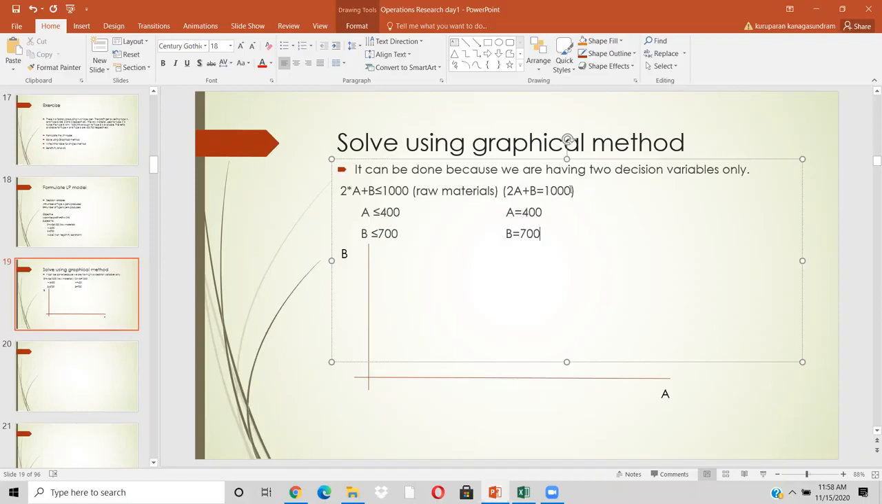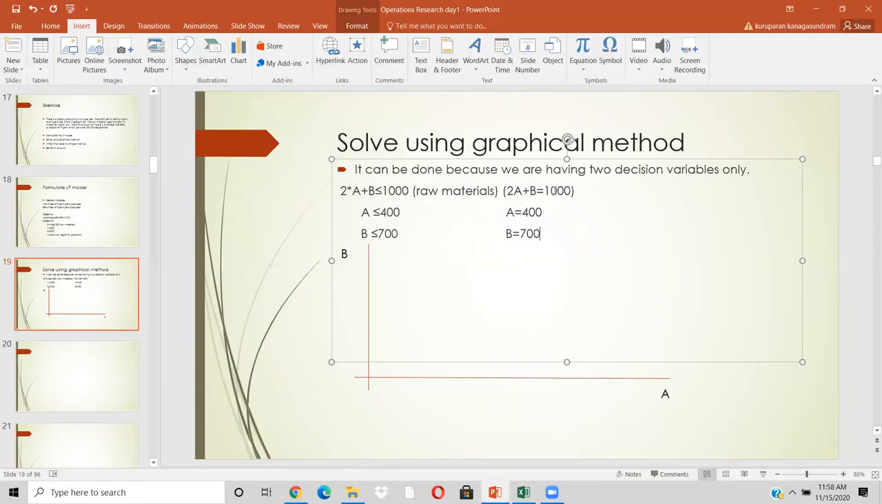2a plus b is equal to 100, something like that, where b is something like y and a is something like x. 2x plus y is equal to 1000, or y is equal to mx plus c, something like a graph. So how to draw that? Here, I will show the easy way. For the first, it will be a slope like this.